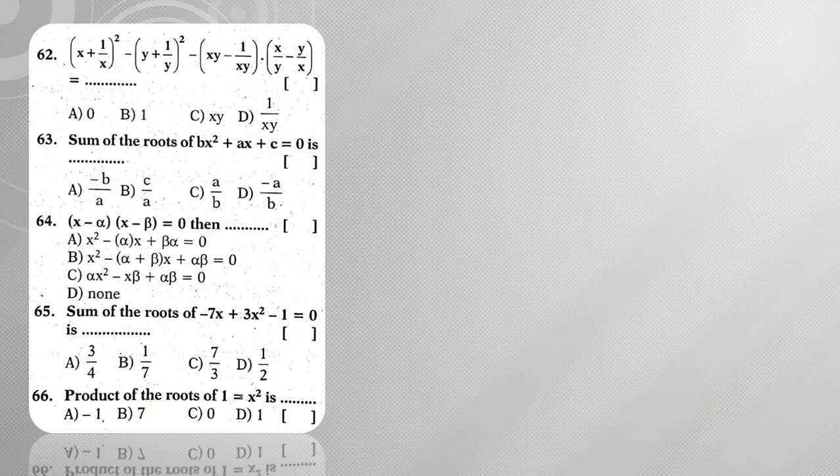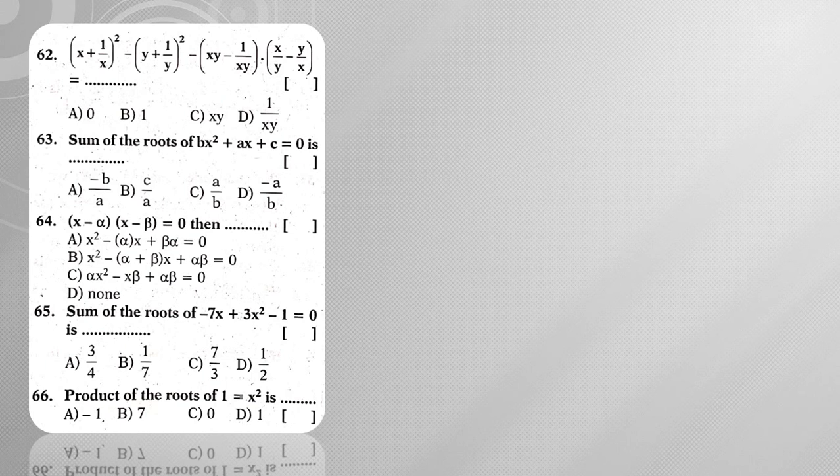Next, moving on to question number 62. (x plus 1 by x) whole square minus (y plus 1 by y) whole square minus (xy minus 1 by xy) into (x by y minus y by x). Now how do you simplify this? So just expand it.